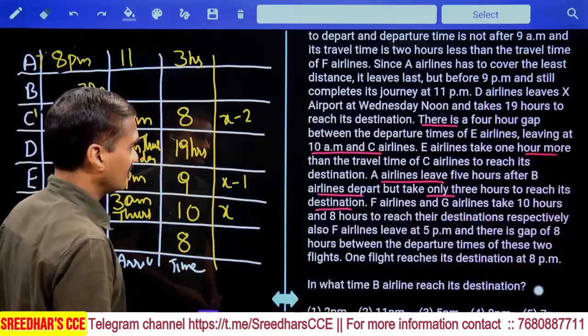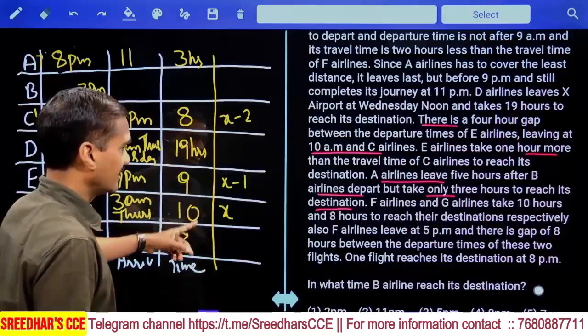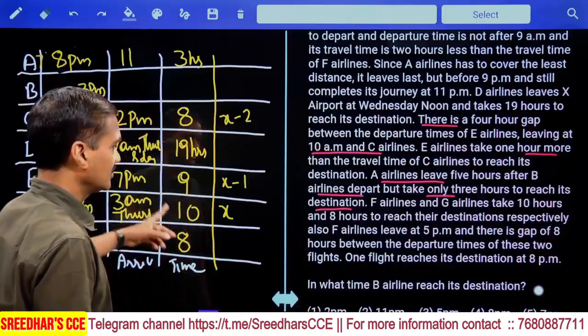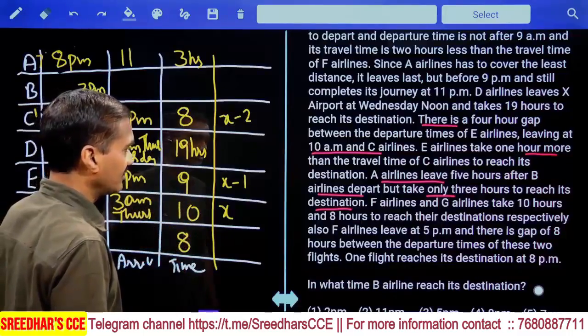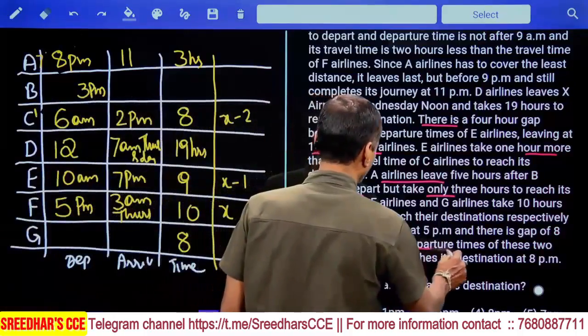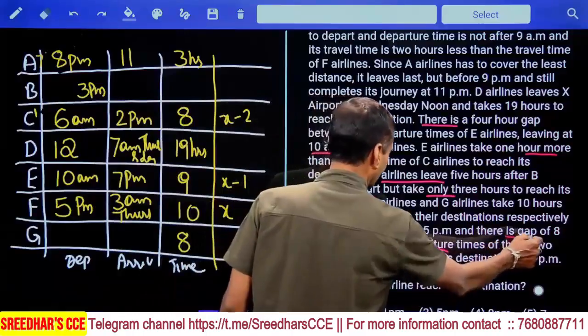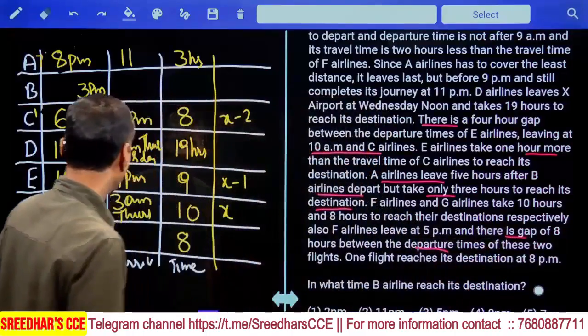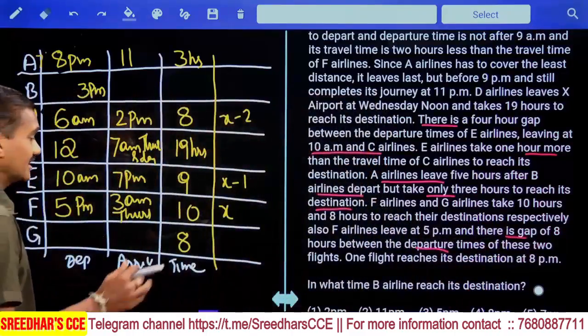Then coming to this one, F airlines and G airlines take 10 and 8 hours respectively to reach their destination. Also F airlines leave at 5 pm and there is a gap of 8 hours between the departure of these two flights. F ki G ki మధ్యలో departure time లో 8 hours gap.